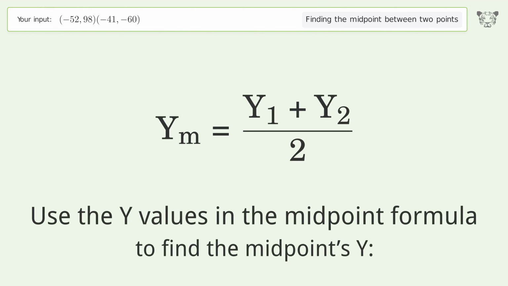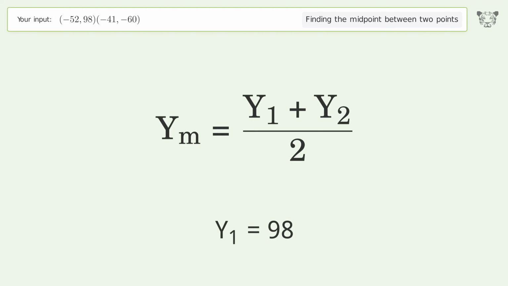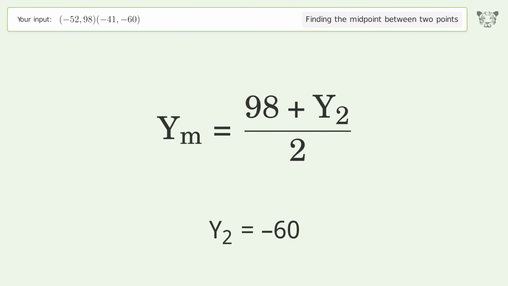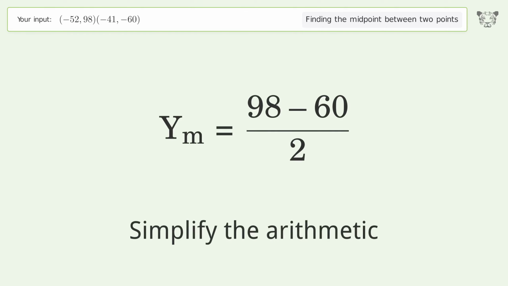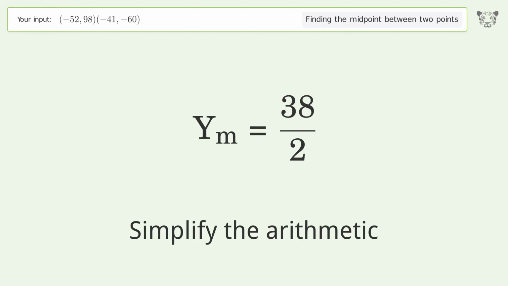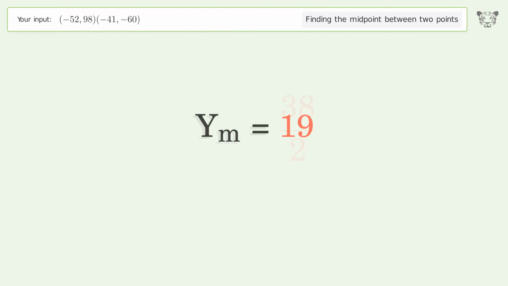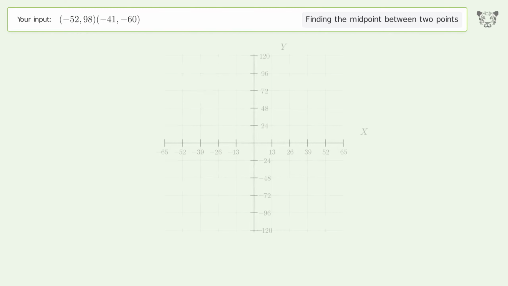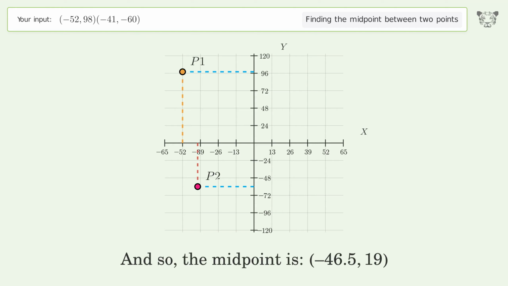Use the y values in the midpoint formula to find the midpoint's y. y1 equals 98. y2 equals negative 60. Simplify the arithmetic. And so, the midpoint is, negative 46.5, 19.